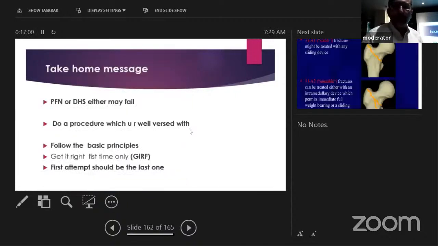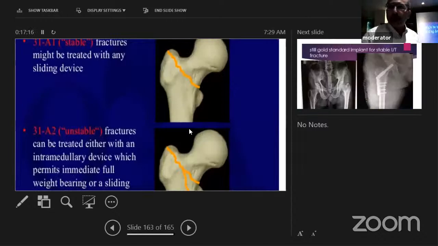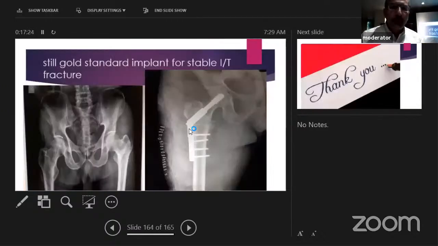So take-home message: PFN or DHS, either may fail. Do a procedure which you are very, very well versed with. Follow the basic principles. Get it right the first time. First attempt should be the last one. And for stable fracture, DHS is absolutely fine. Even for unstable fracture with the lateral wall intact, DHS; lateral wall broken, PFN. Still the gold standard implant for IT fracture.